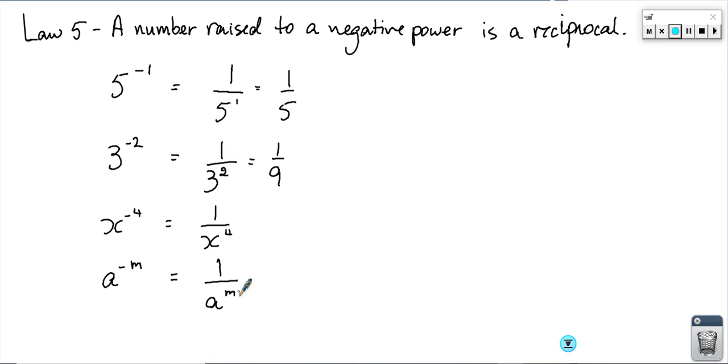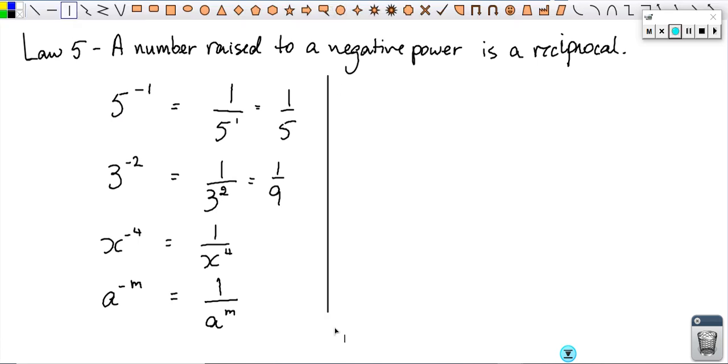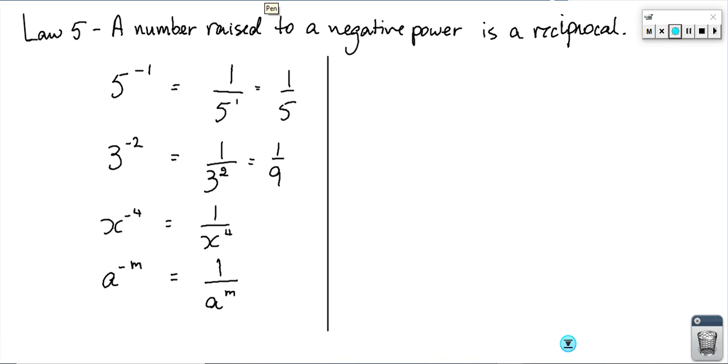But we have to be slightly careful if our number, our base, is a fraction. So let's see another few examples where this time we have fractions. For example, if I have 2/3 to the power of minus 1, so the negative power is a reciprocal, but the reciprocal of the fraction, the reciprocal of 2/3 is 3 on 2. So that becomes 3 on 2 to the power of 1.